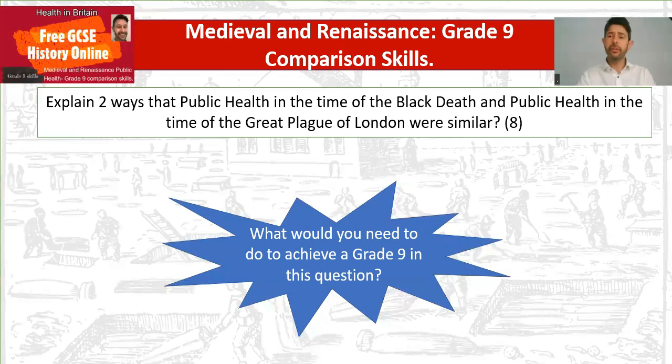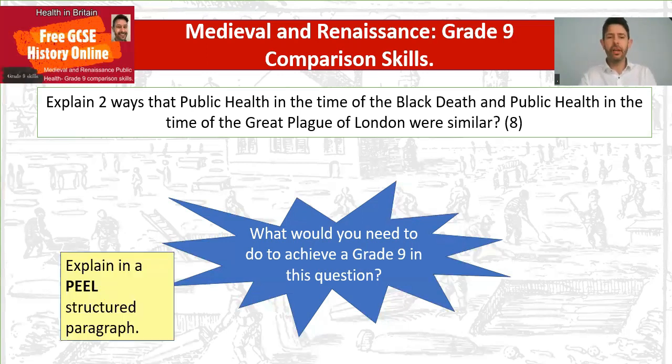So what would you need to do to complete this answer correctly? Have a read over the question, take a pause and think about what you need to do to complete this question and get 8 marks. So here are my ideas. Obviously you need to explain. It says explain. It's the first word in the question. So we're looking for our P and our PL paragraphs.